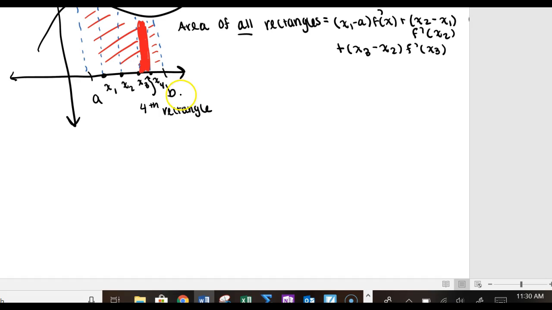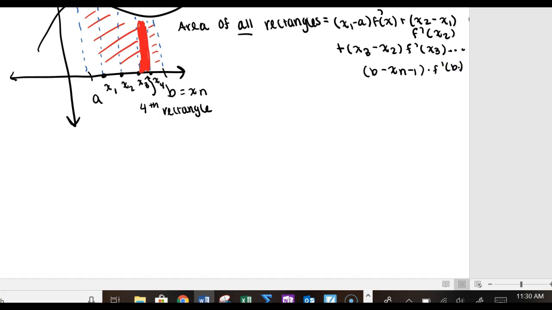That means x sub n minus 1 is over here, which means my very last rectangle is going to be B minus x sub n minus 1 times f prime of what? F prime of B. Everyone okay? All right. And obviously, area of all rectangles is this.